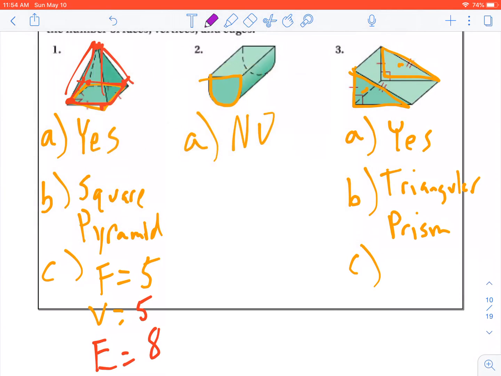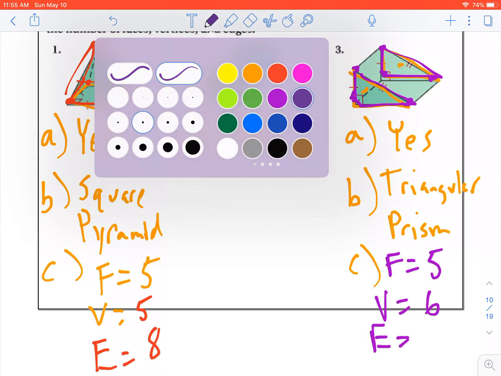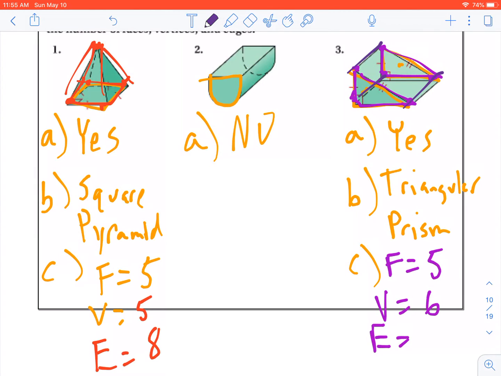In number 3, for your faces, you have the triangles in the front and the back, and then the 3 rectangles that come around. So there are also 5 faces. For your vertices here, I have the 3 that are in the front with my front triangle, the 3 that are in the back with that back triangle. So there are 6. As far as the edges go then, I have the 3 to my triangle in the front, the 3 to my triangle in the back, and then the 3 that connect those 2 triangles together. So there are actually 9.